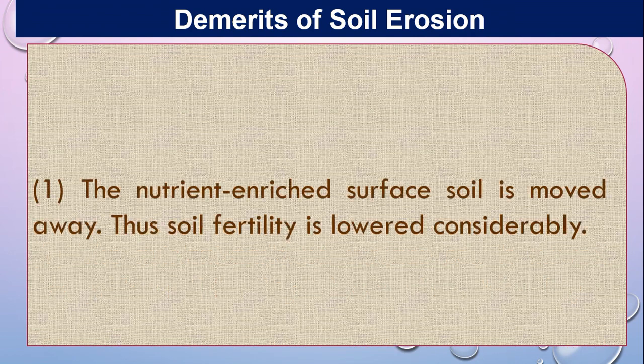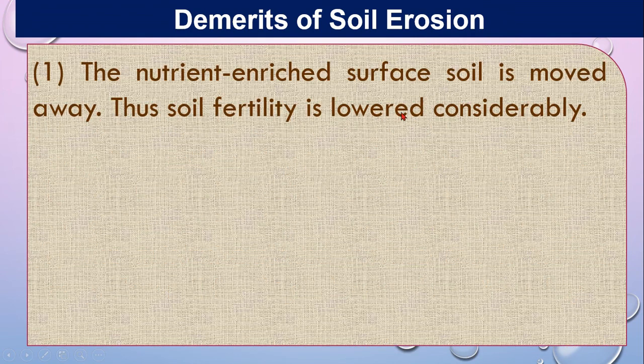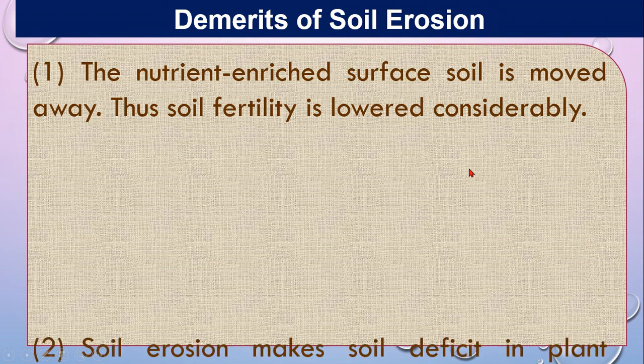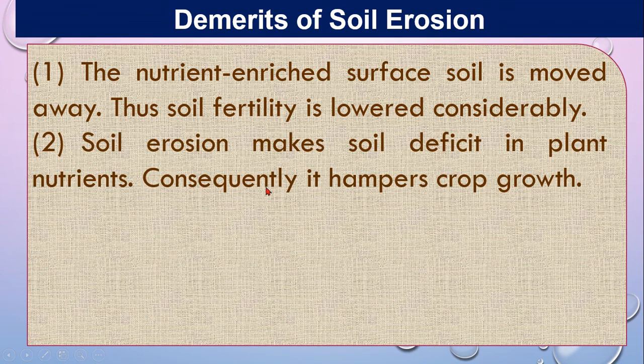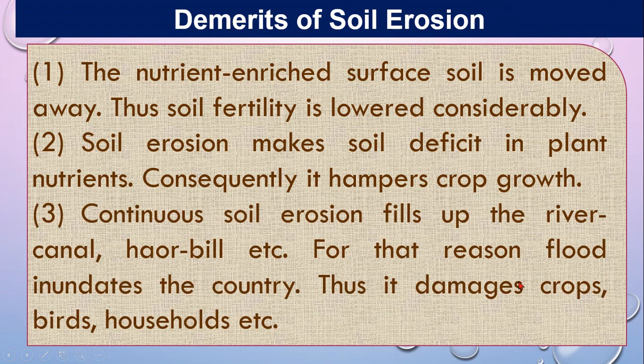Now, what are the demerits of soil erosion, that means the disadvantages of soil erosion. There are not too many advantages of soil erosion, the maximum is disadvantage. First one is that nutrient enriched surface soil is moved away from one place to another. That means fertility decreases, as soil erosion makes the soil deficient in plant nutrients. Consequently, it hampers crop growth as well. Next one is that continuous soil erosion fills up the river, canal, haor, beel. For that reason floods inundate the country, thus damaging crops, birds and households as well.